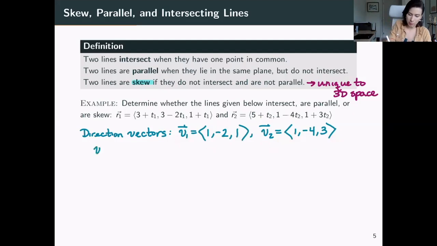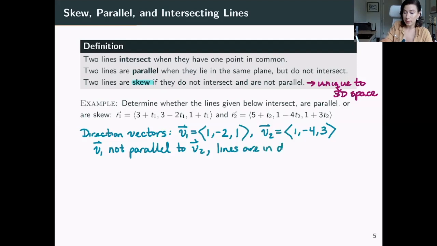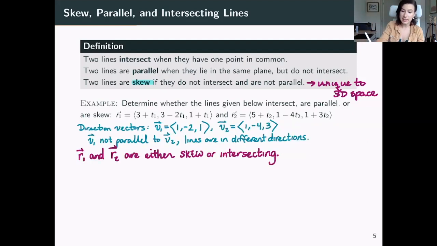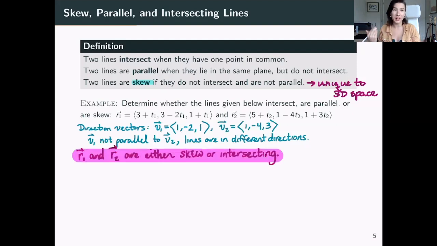So because V1 is not parallel to V2, we know that the lines are in different directions. Because we know that the lines are in different directions, this means that those lines are either going to be skew or they are going to intersect. As I mentioned, this implies that our lines R1 and R2 are either going to be skew or they are going to be intersecting. The question now is, which one is it?